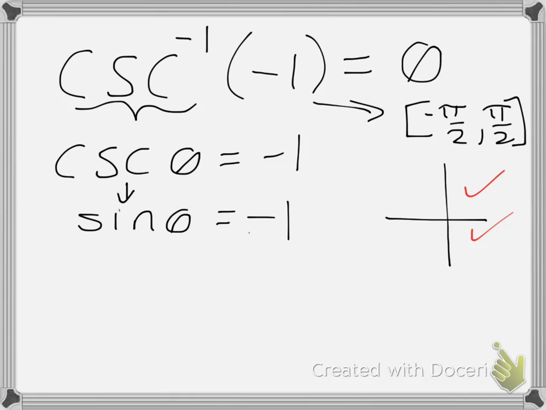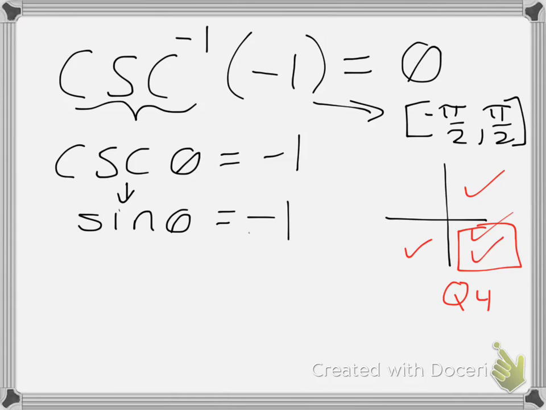So let's continue this. Now, because sine is negative, we have to consider where sine is negative. Sine is negative in quadrants 3 and 4. So we can see the overlap is here in quadrant 4. So this means that this theta is in quadrant 4.